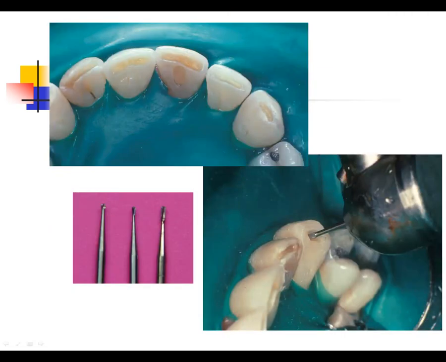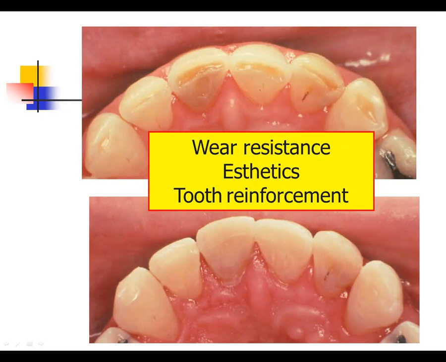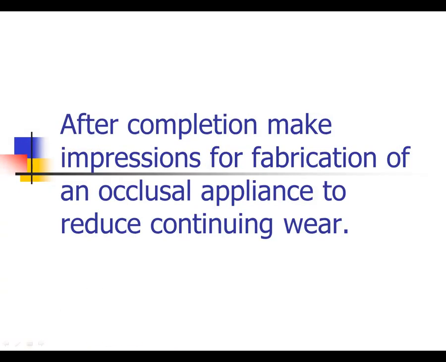My preparation design and technique is just as I described before. A dental dam is placed, usually no local anesthesia, very small burrs, a 329 burr, going to a depth of at least 1 millimeter, and measuring to make sure it's 1 millimeter. Etch, adhesive, composite resins being placed, light cured, and then finished and polished, establishing wear resistance, aesthetics, and tooth reinforcement. At the completion, make impressions for fabrication of an occlusal appliance to reduce continuing wear.